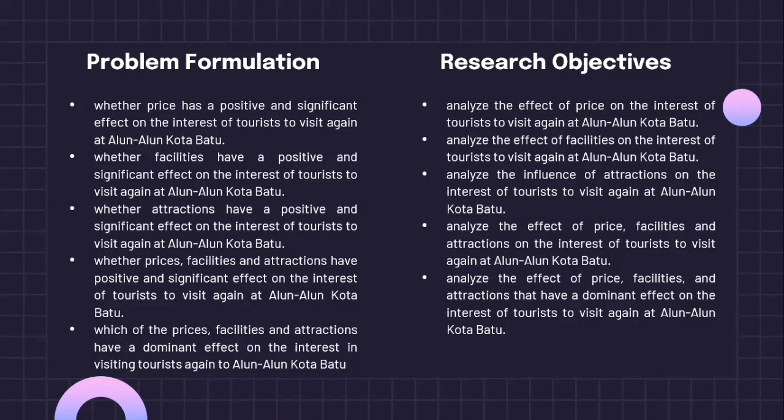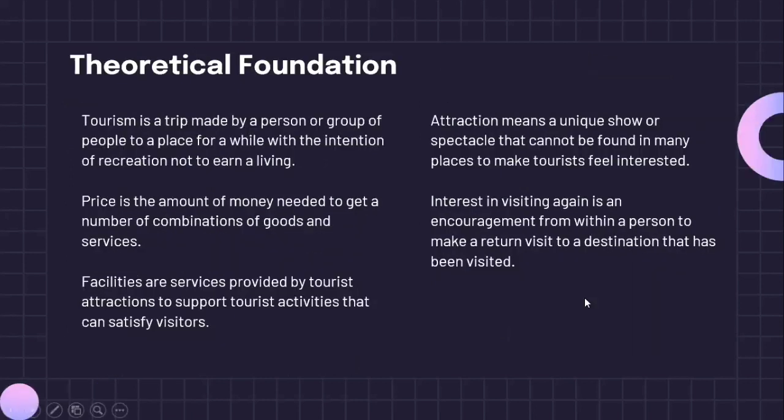The fourth is to analyze the effect of price, facilities, and attractions on the interest of tourists to visit again at alun-alun Kota Batu. And the last is to analyze which of price, facilities, and attractions has a dominant effect on the interest of tourists to visit again at alun-alun Kota Batu.